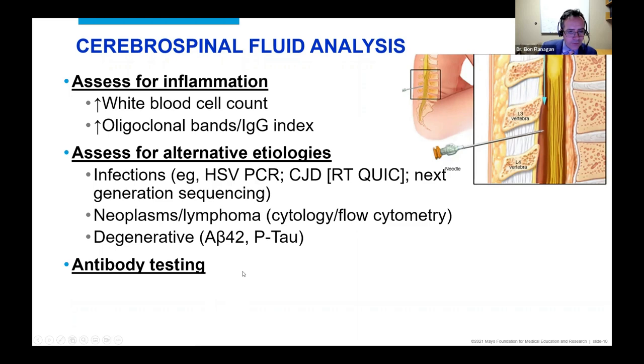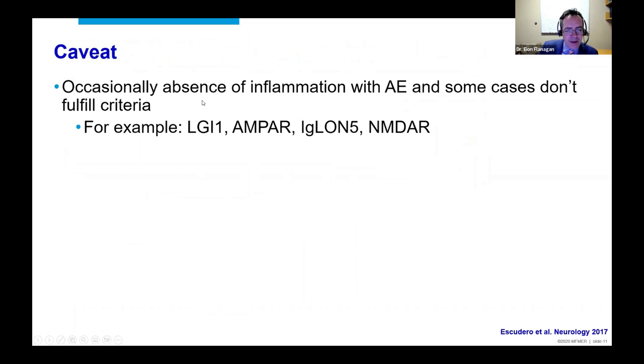Just as a caveat, sometimes patients may not have much evidence of inflammation, but still have autoimmune encephalitis. And that's why testing the antibodies is so important. So testing for LGI1, AMPA receptor antibodies, IgLON5, and NMDA. Some of those patients won't have much inflammation in their spinal fluid, but it's still important to test the antibodies if the case is suspicious, for example, if it's a rapidly progressive type dementia.